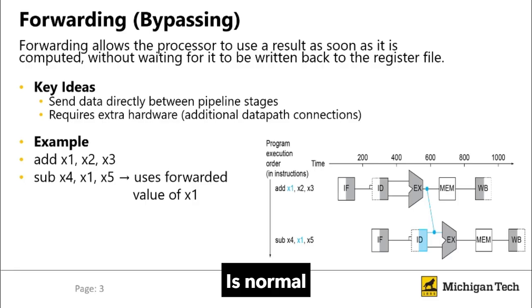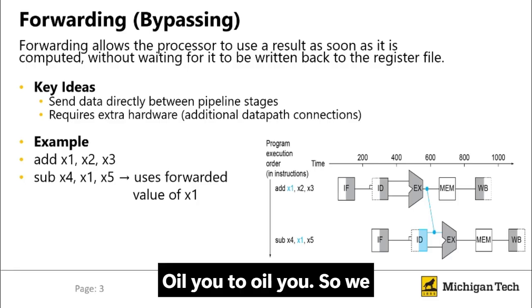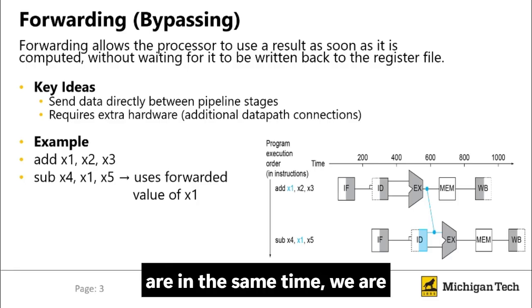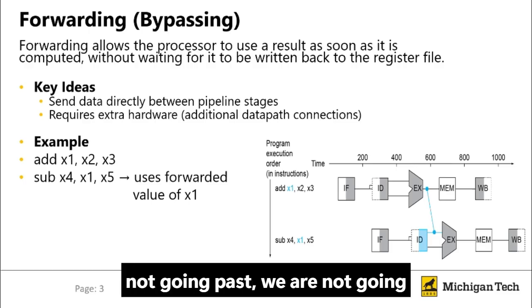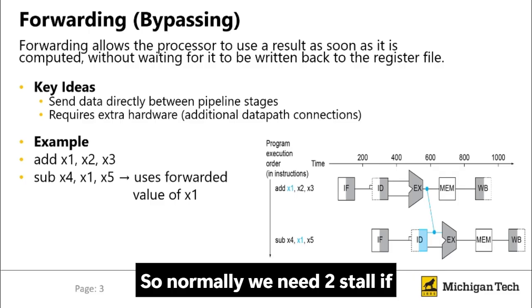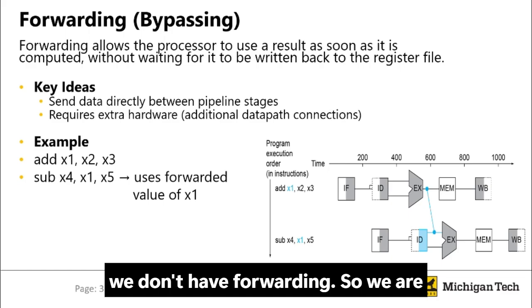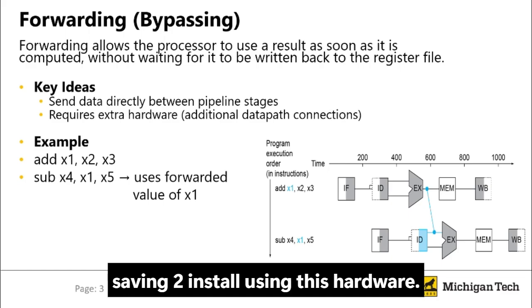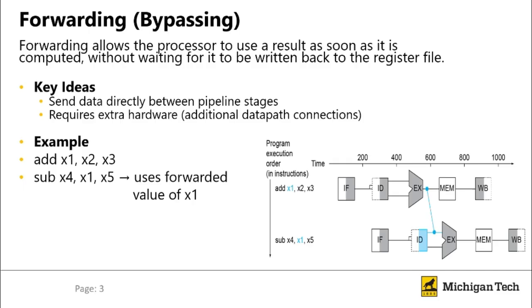It is normal, actually, ALU to ALU. So we are in the same time. We are not going past, we are not going forward. We are in the same time. So normally, we need two stalls if we don't have forwarding. So we are saving two stalls using this hardware.